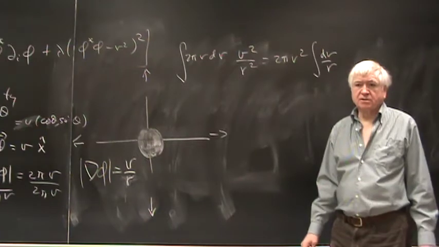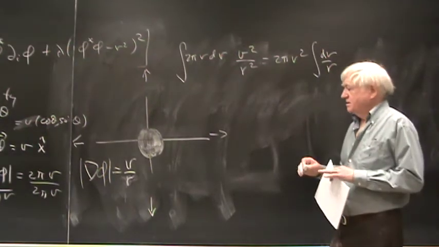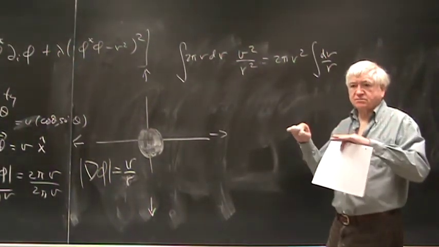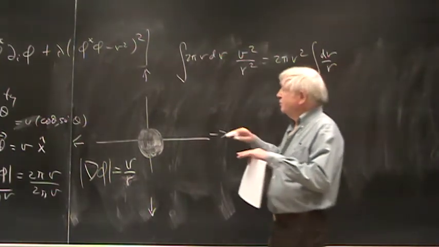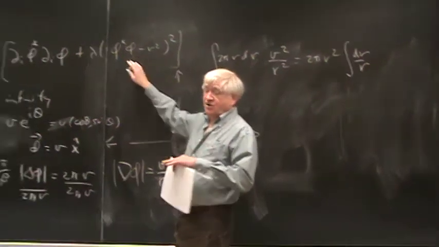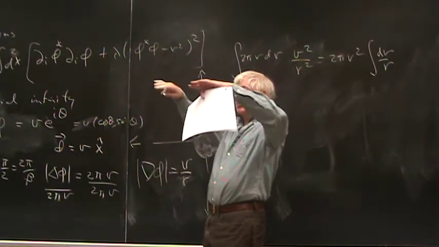Now, near the origin, we can say that phi is zero. And we pay a price in the potential term, but it can be zero, and then it gradually goes up.